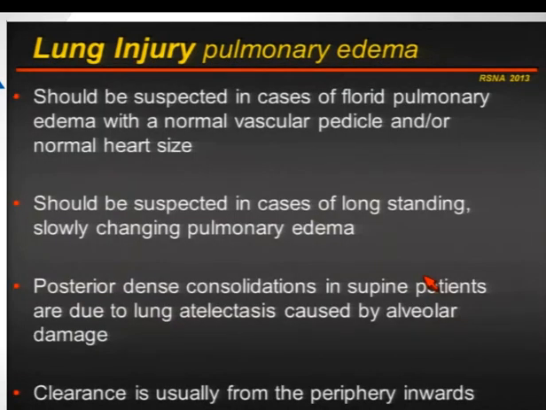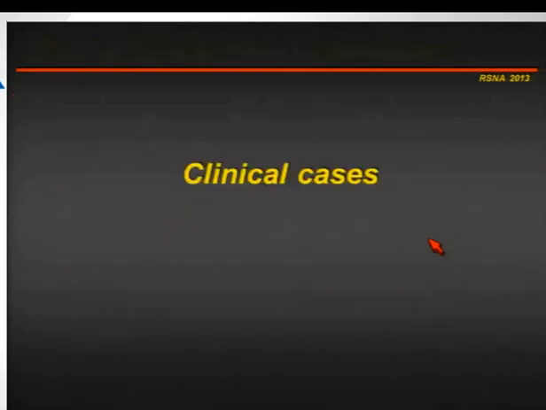So lung injury pulmonary edema should be suspected in cases of florid pulmonary edema with a normal vascular pedicle and normal heart size. We should also suspect it in cases of long-standing, slowly changing pulmonary edema with posterior dense consolidation seen in supine patients due to lung atelectasis caused by alveolar damage. Clearance is usually from the periphery inwards. Now let's go through several clinical cases.